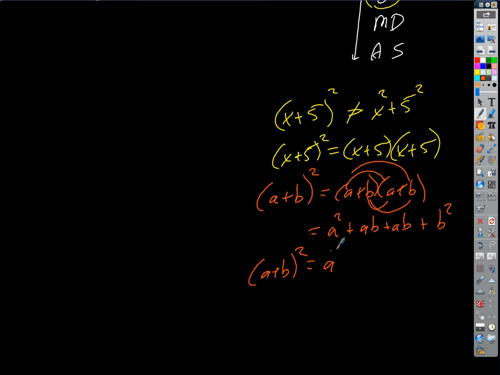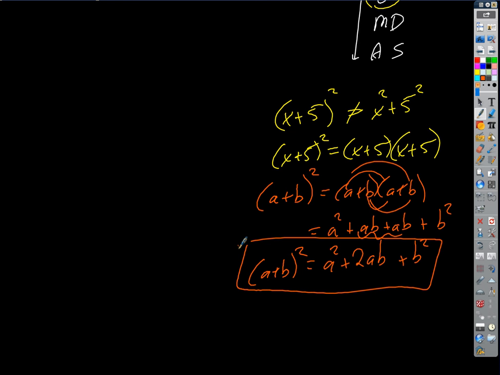If I combine like terms, what's ab plus ab? If I have one apple plus another apple, what do I have? Two apples, right? So when I'm adding up like terms, if I have two of them, I'm just going to put a 2 out in front. Right? ab plus ab is just 2ab, plus b squared. So there's our pattern we can always follow.